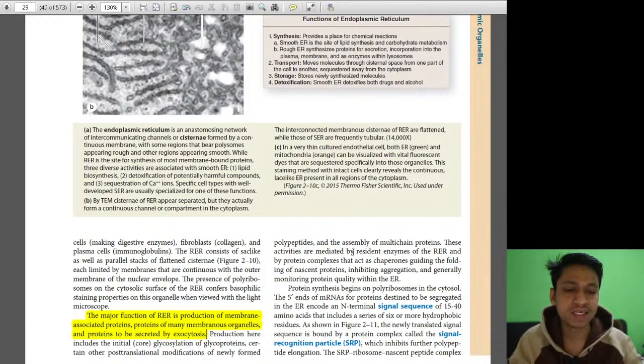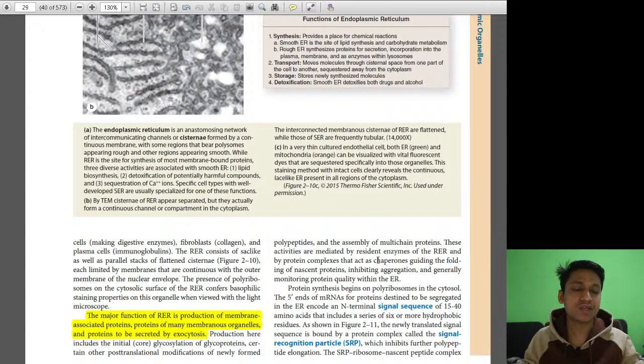These activities are mediated by resident enzymes of the rough endoplasmic reticulum and by protein complexes that act as chaperones, guiding the folding of nascent proteins, inhibiting aggregation, and generally monitoring protein quality within the ER. So the most important word here is chaperones.